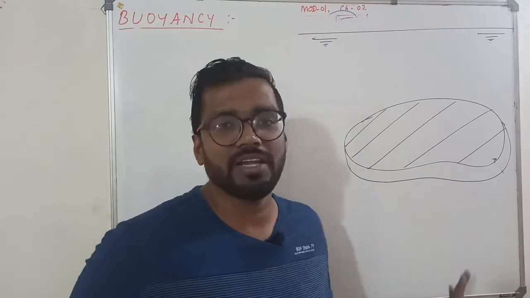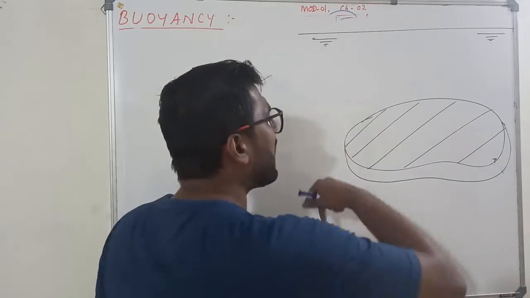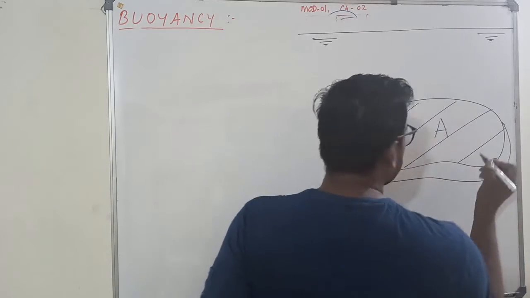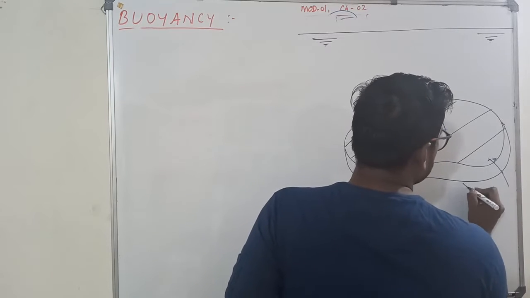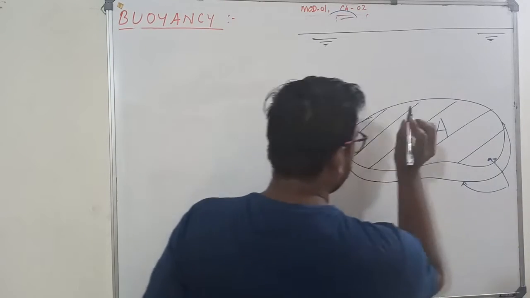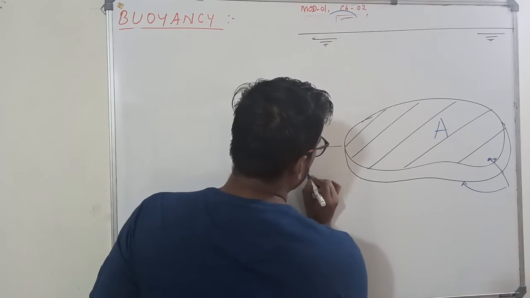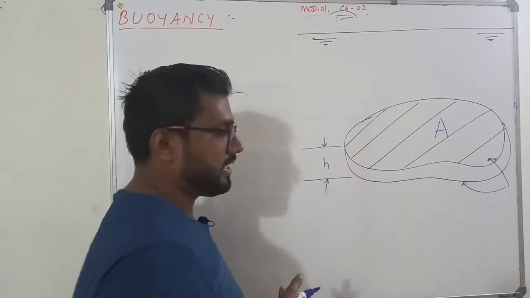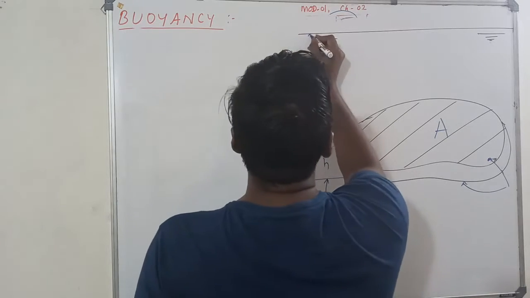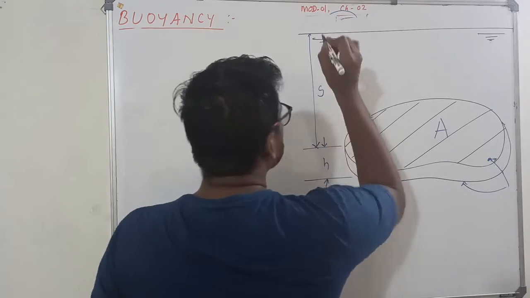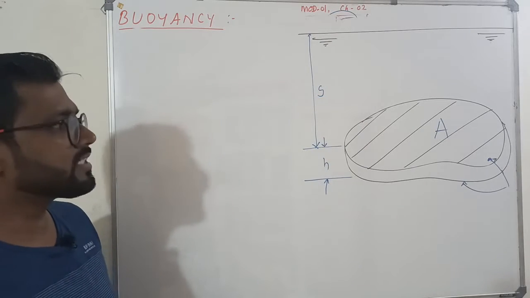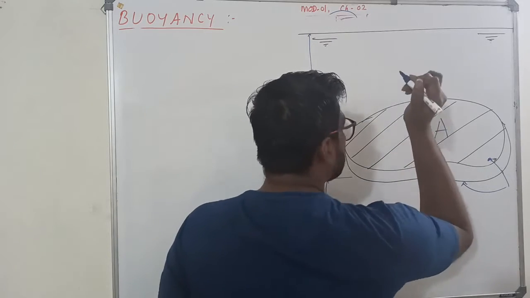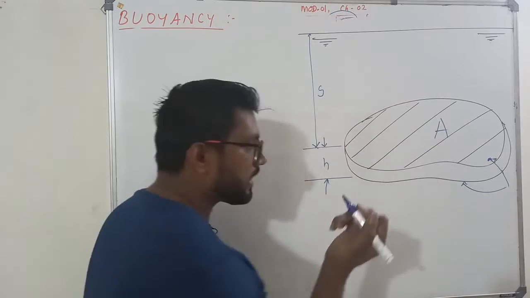Now let's find out this magnitude with the help of this. I have taken a haphazard cross-sectional shape having an area A. This area is A, and the height or depth of this particular object is H. Let us say this object is at a depth S from the free surface. We know there is some pressure acting on the top surface and some pressure acting on the bottom surface.